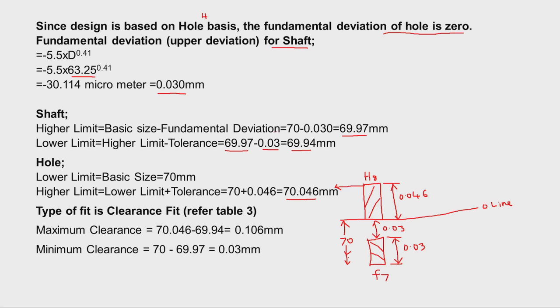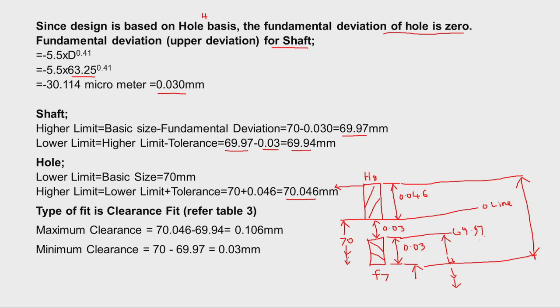So, that we have already found here, the higher limit of the shaft, this is the higher limit for the shaft. So, the higher limit is 69.97, and then the lower limit we get at this point, so this gives us the lower limit. That means, from the upper limit we have to deduct this tolerance value, then we obtain the lower limit. And so, this is the maximum clearance. So, this gives us the maximum clearance.